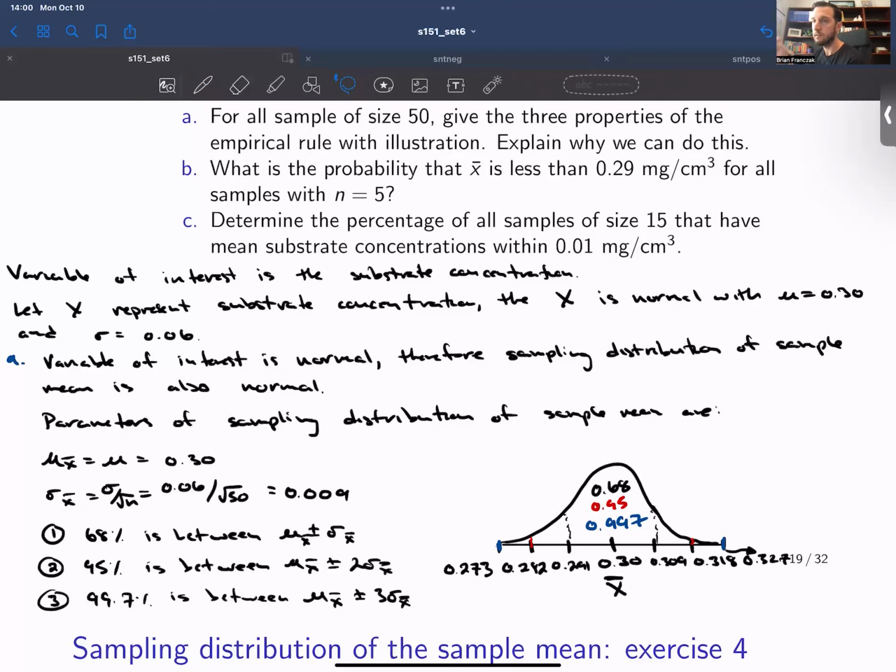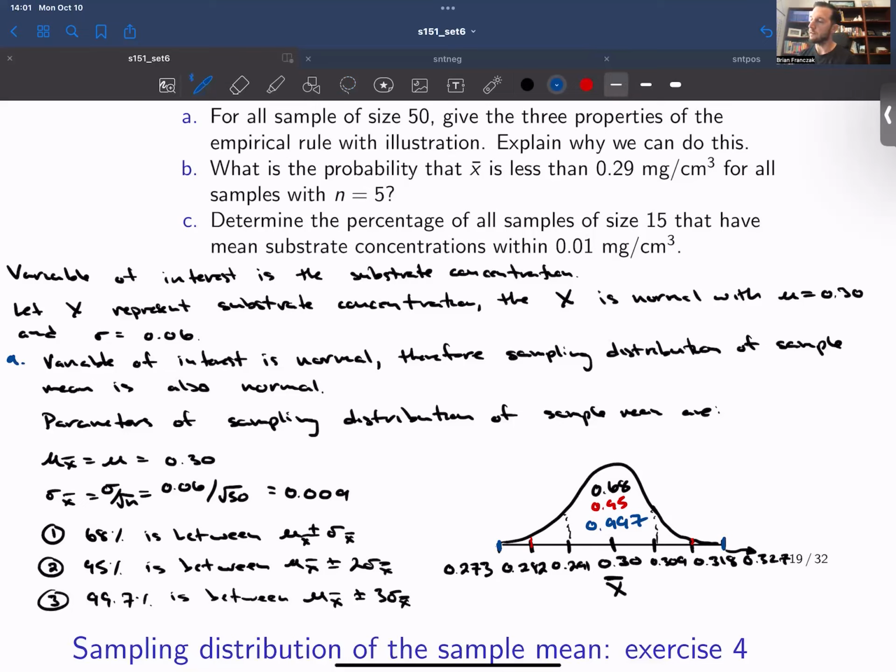And because the variable, so x, is normally distributed, that means that the sampling distribution of the sample mean is also normally distributed. So as a result, we can apply the empirical rule to the sampling distribution of the sample mean in this illustration because we know that it's normal since the population is normal. Now we can also do things like transform these into standard normal problems to find areas under the curve. Again, we can do this because we're working with a normal distribution.